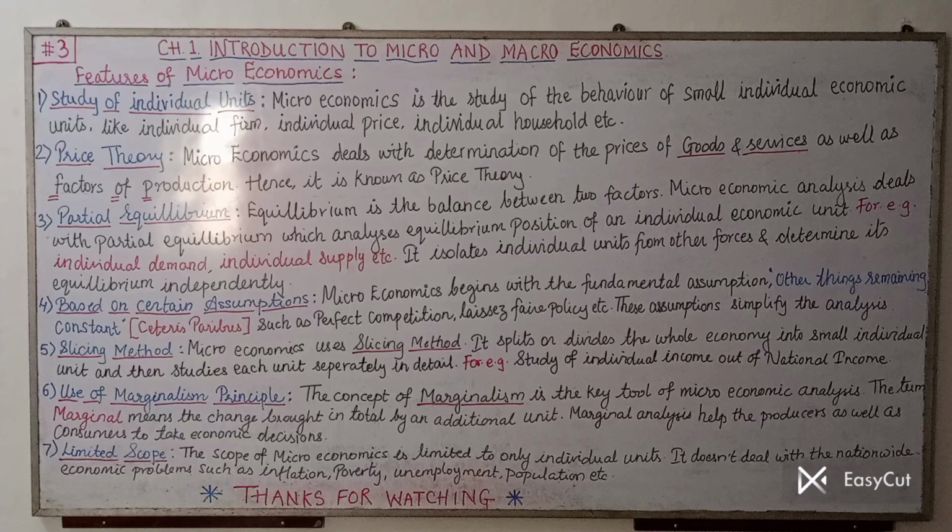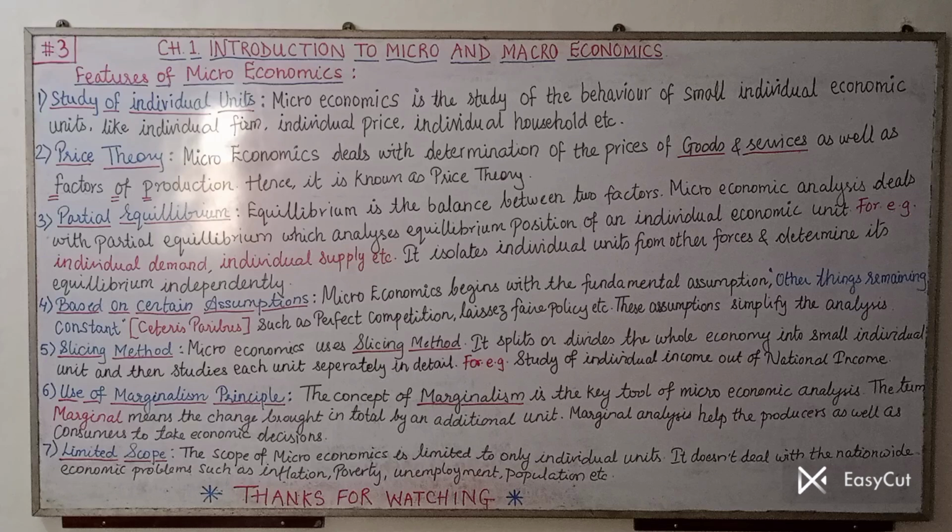Next, point number 7, and the last feature, is limited scope. Though microeconomics is very useful, still its scope is limited only to the individual unit. And it is bound to happen because ultimately microeconomics means studying individual units. It doesn't deal with nationwide problems such as inflation, poverty, unemployment, population, economic growth, economic development, etc. That's why microeconomics is very useful, but it is useful in a limited area because its scope is limited. So those were the features of microeconomics.